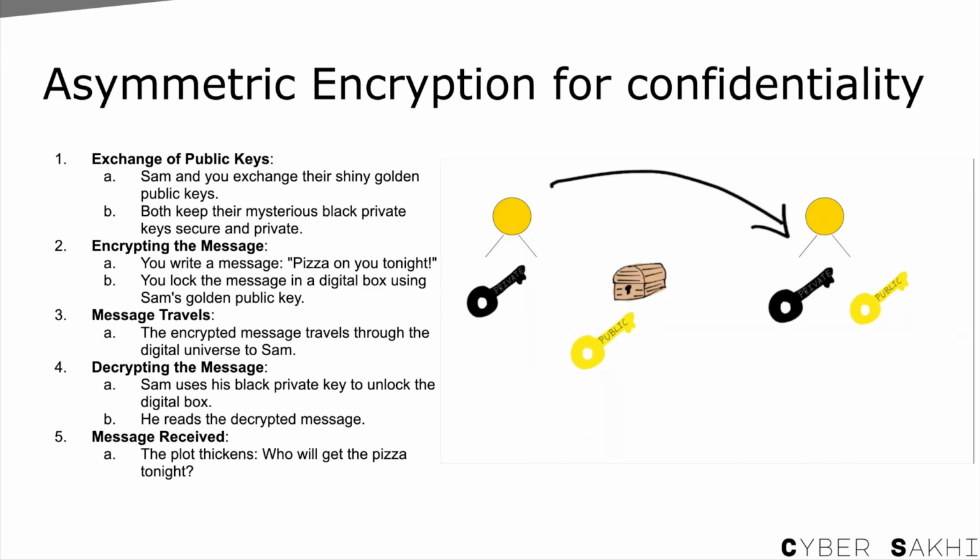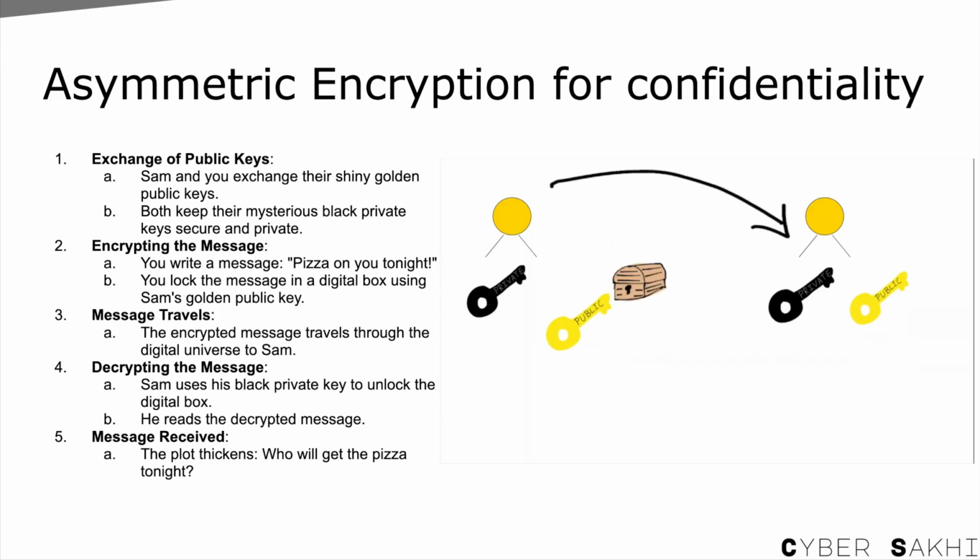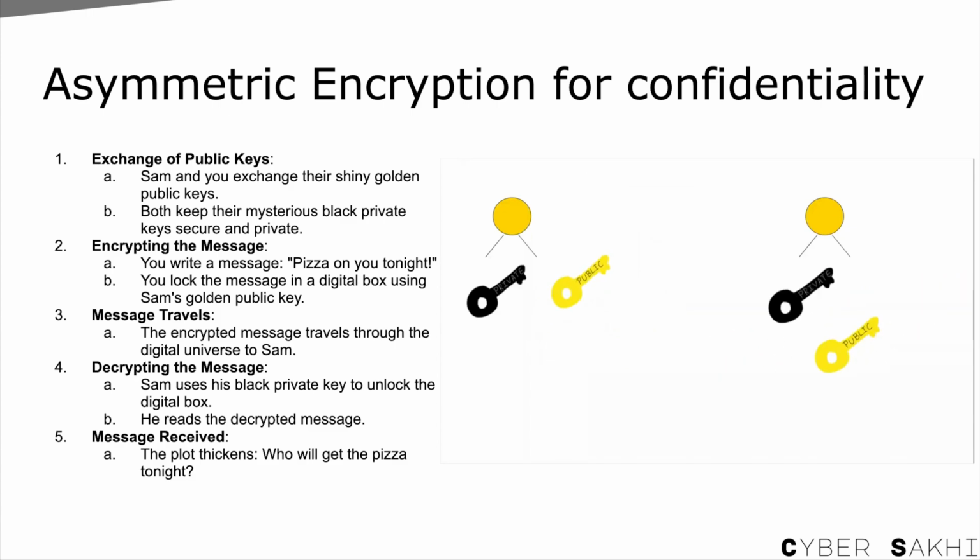Now, coming back, here's what I do. I take the message and I lock it in the fancy asymmetric lockbox. But I don't use just any key. I use Sam's public key, his golden key, to lock this box. That's right, I use Sam's key. Why? Because this ensures that only Sam can open it with his private key. And only Sam has a matching private key to open it.